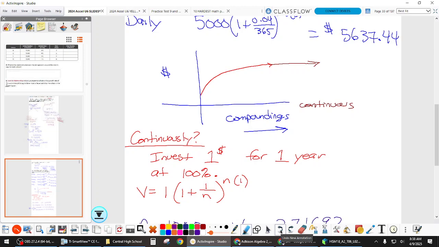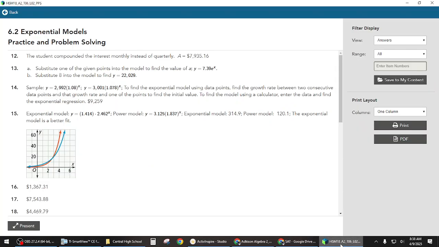Let's check your homework, and then we'll see how that goes. Number 12. The student compounded the interest monthly instead of quarterly. Oops. So what they put in instead of what they should have. Good. So this says $7,935.16. Any questions on that one? No. Next one.